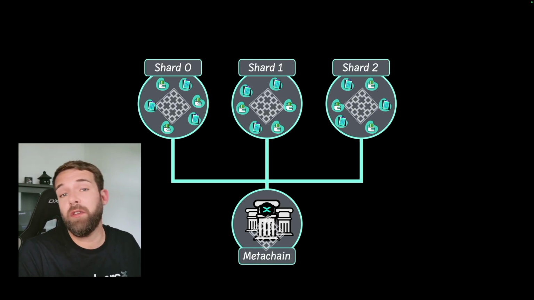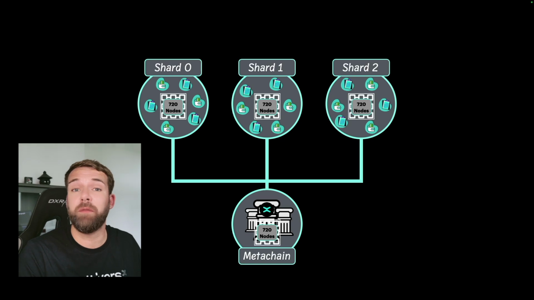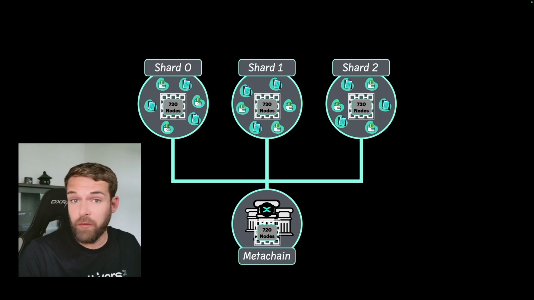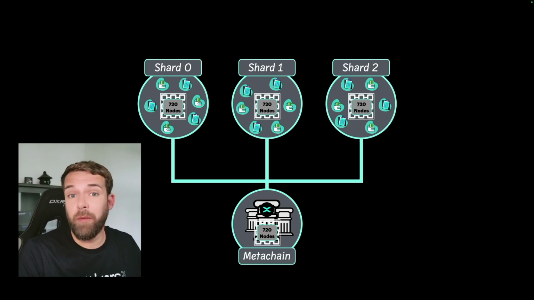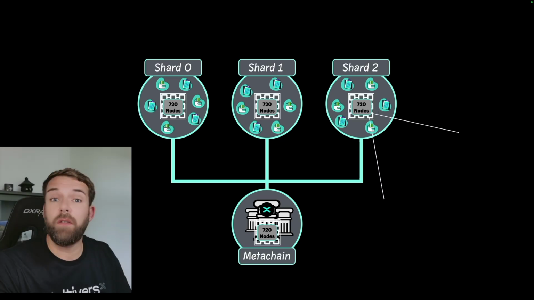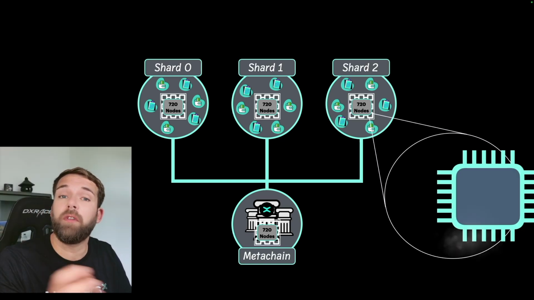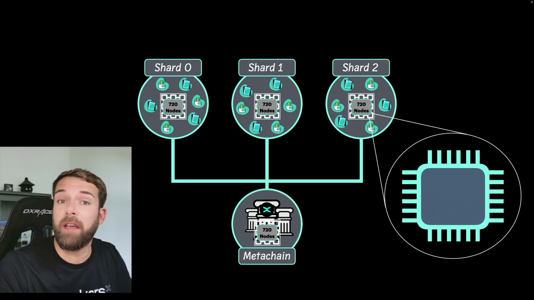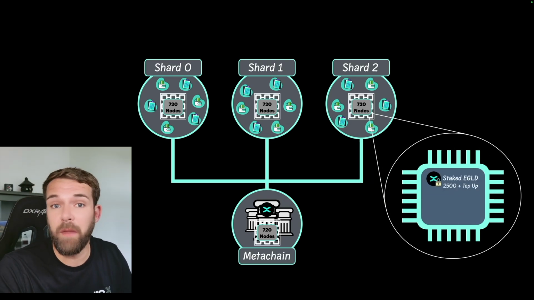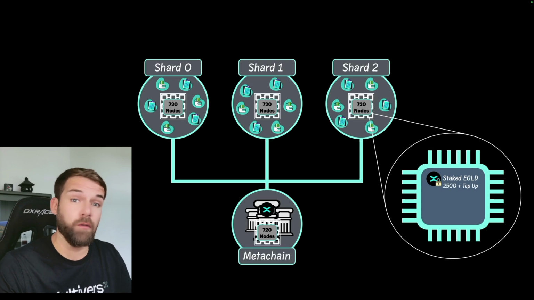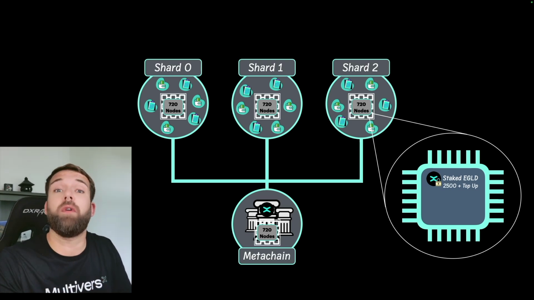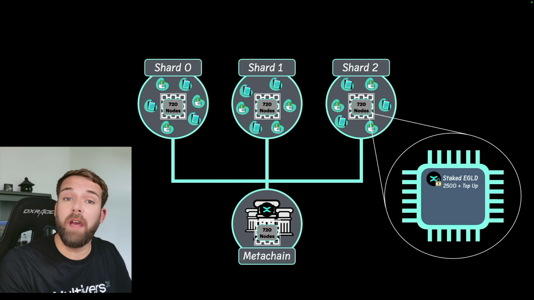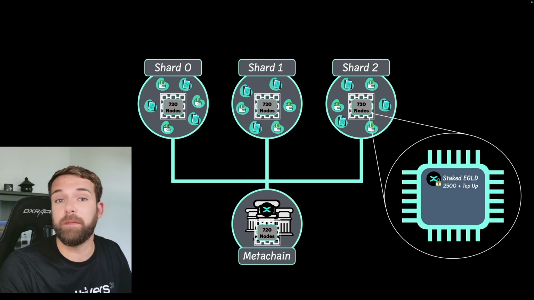For each shard, you have 720 validator nodes that are responsible for the consensus, execution of smart contracts, transactions, and settlement of data with the meta chain. So let's take a closer look at our node. The most important thing to notice here is the required stake to be part of the consensus on the blockchain. Currently, you need 2,500 EGLD to be part of the consensus, plus the required top-up to win the auction and be a validator on the current epoch.